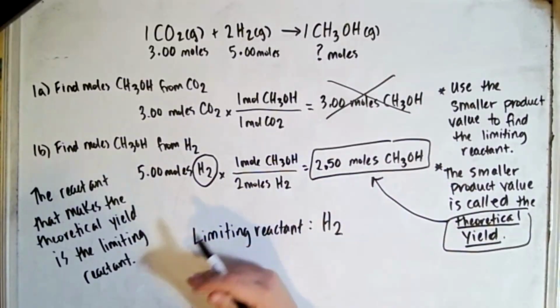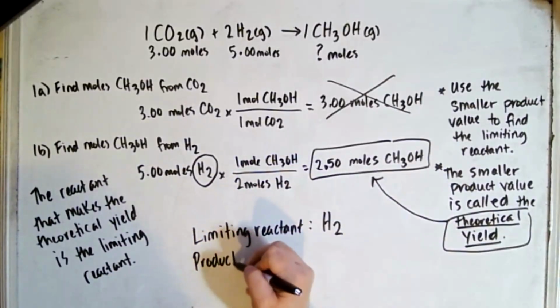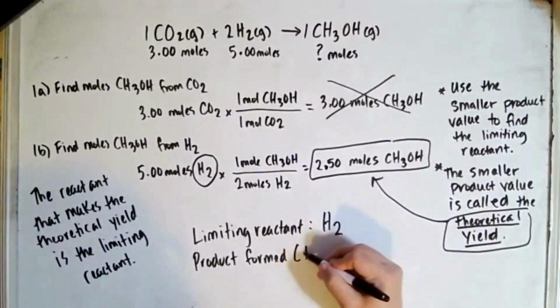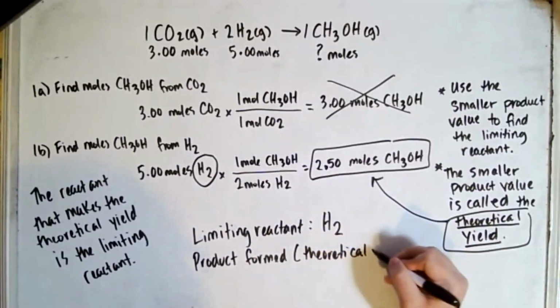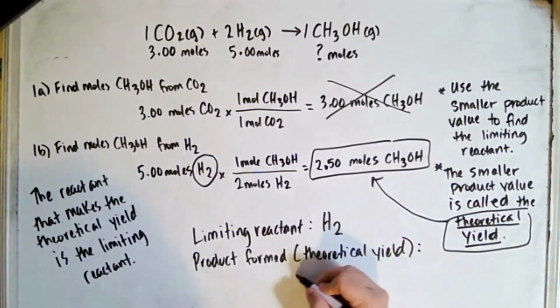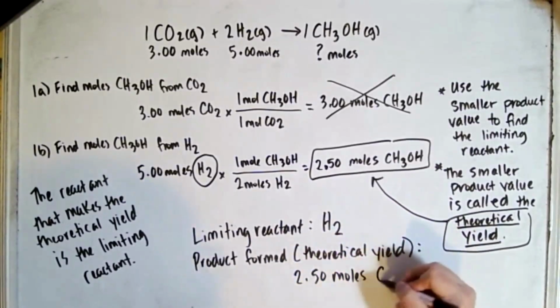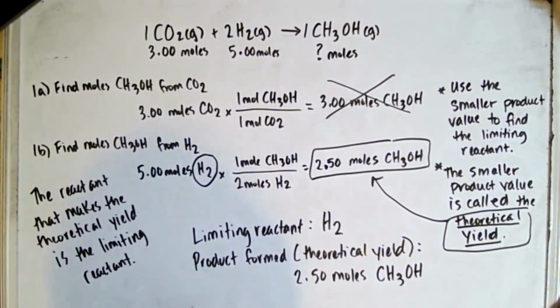And the amount of product that we're forming, which we can also call our theoretical yield, is going to be 2.50 moles of our CH3OH, our methanol. Okay.